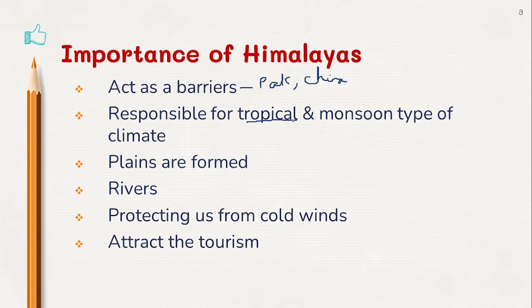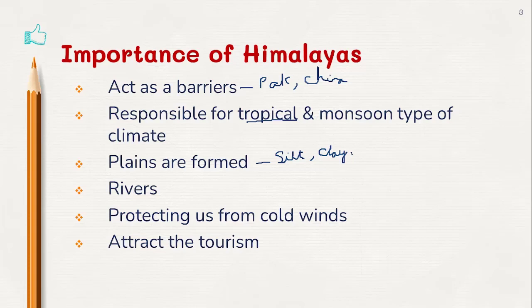Next, the plains are formed because of Himalayas. How? The Himalayas are continuous throughout the years. When the water flows throughout the years, it will bring silt and clay. They get deposited together and form the plains. Plains are good for population, for construction, and for development purposes.